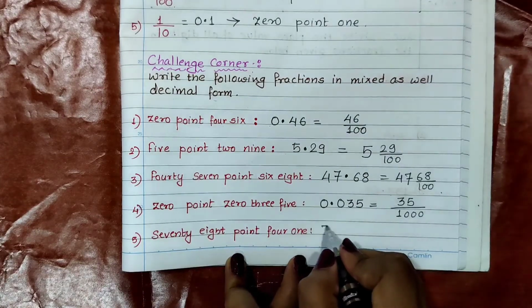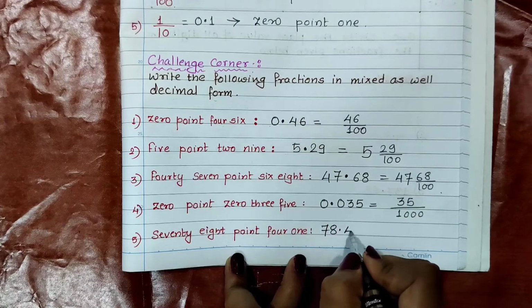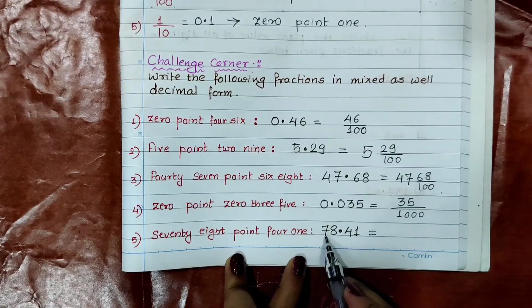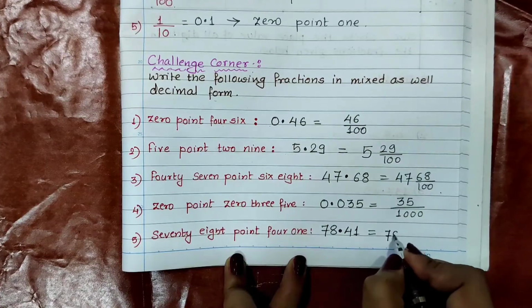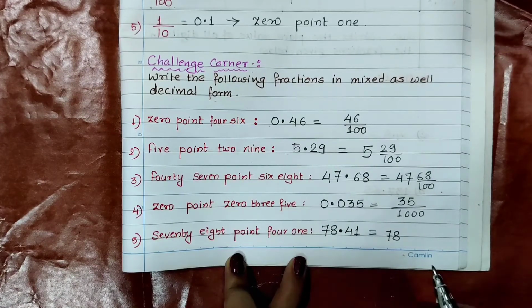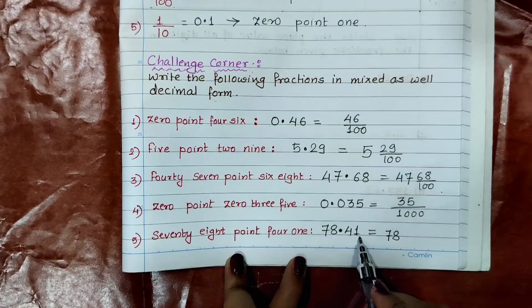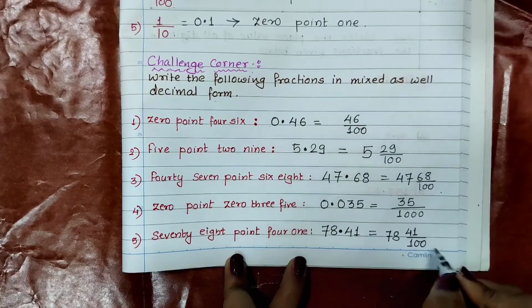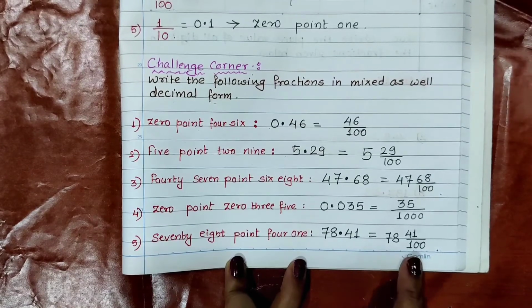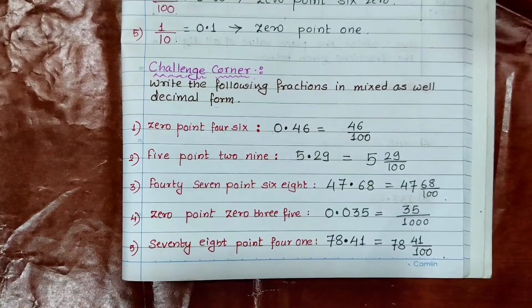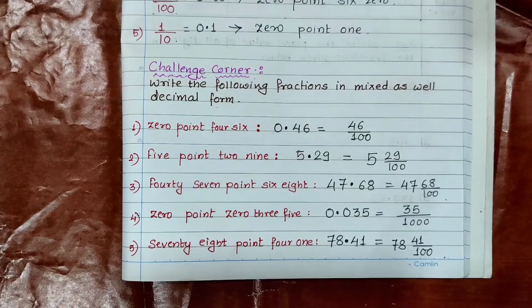Now, the last one, 78.41. Before the point on the left side, 78 is there, so 78 is the integer. On the right side of the decimal point, 41 is there, sorry, 41 is there. That means 2 digits are there. So these 2 digits can be written as 41 upon 100. 2 digits means upon 100, 1 and 2 zeros. So in this way, you have to complete this question from challenge corner.